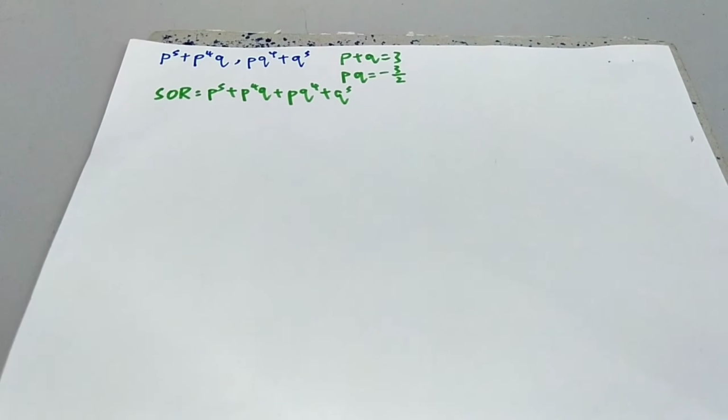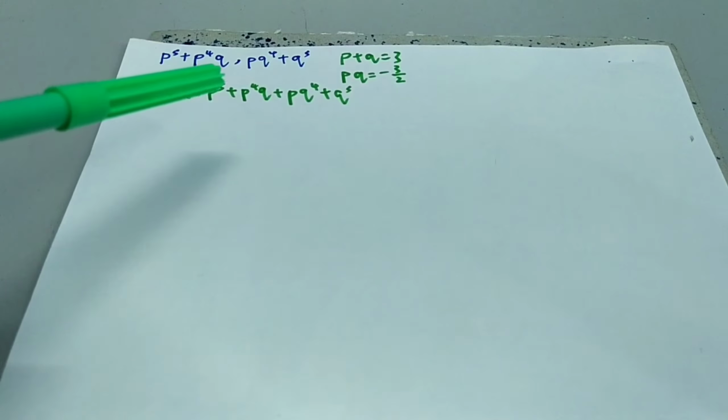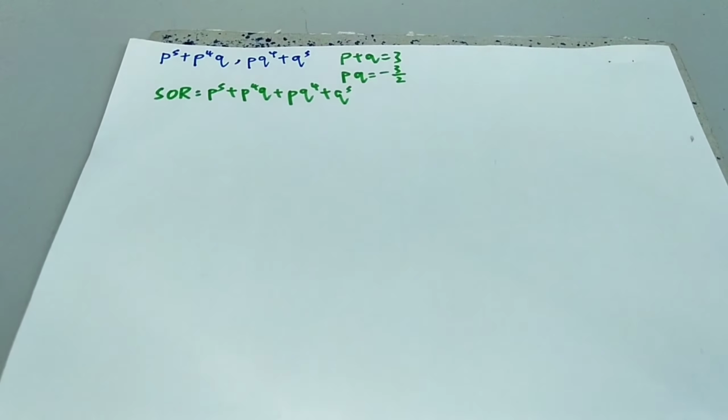I will show you another method of finding the sum of these two roots. So here's the thing. Did you see the term p^5 and q^5? This tells us that we can actually write p^5 + q^5 in the form of (p + q)^5 minus some expression in order to get p^5 + q^5.